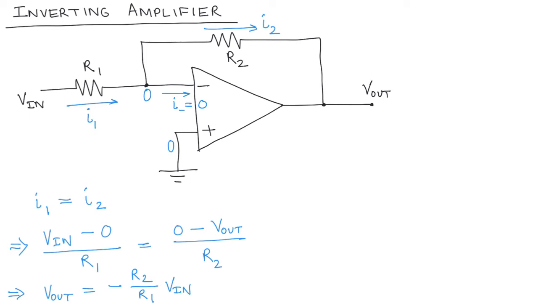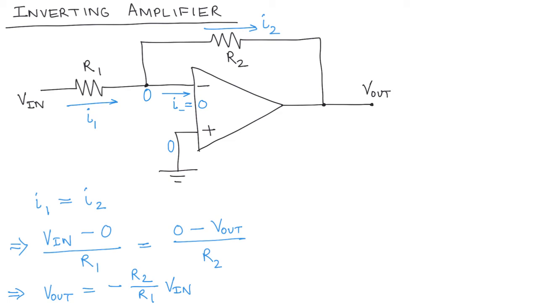Now, the same kind of rules for selecting R1 and R2 apply for the inverting amplifier as well. We discussed these rules in the previous video with the non-inverting amplifier design, right? But there is one more reason why in this case you want to be a little bit careful as to what resistors you would be using.